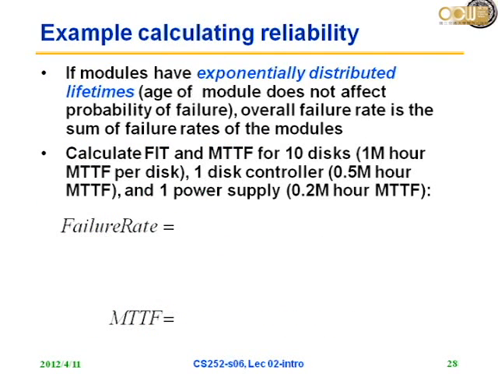If modules have exponentially distributed lifetimes, and the age of a module does not affect the probability of failure, then the overall failure rate is the sum of the failure rates of the modules. So if you have a system consisting of many modules, then your failure rate will be the sum of the failure rates of the modules.